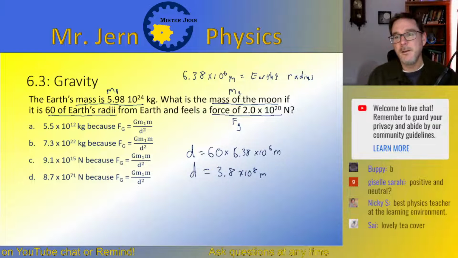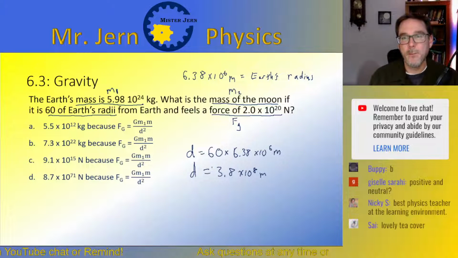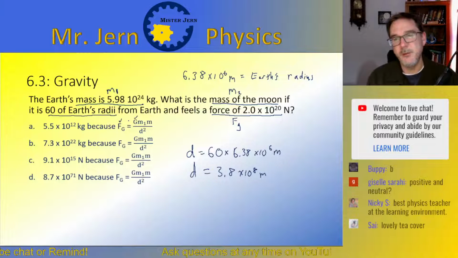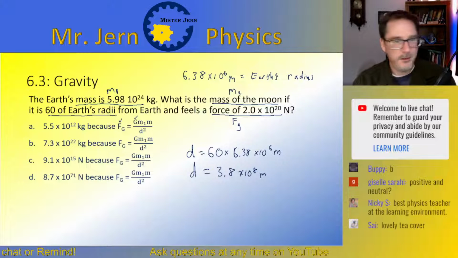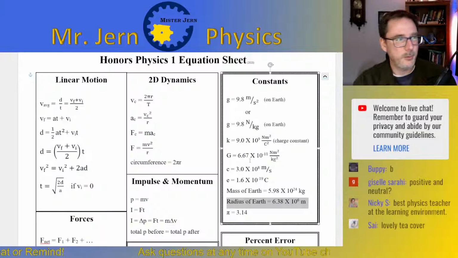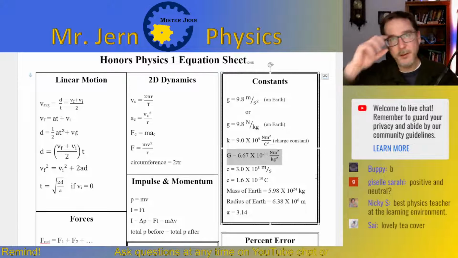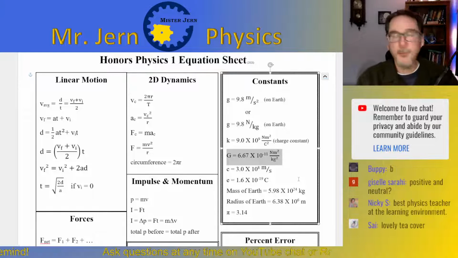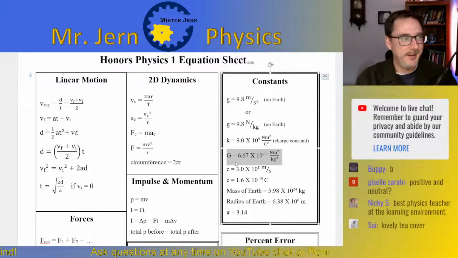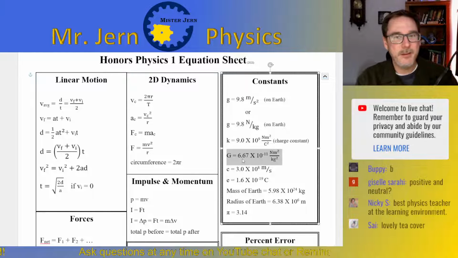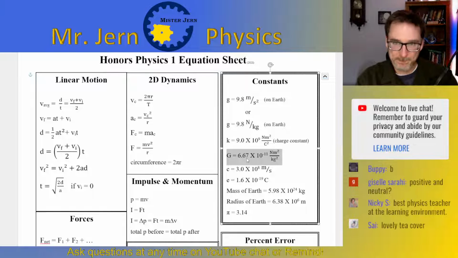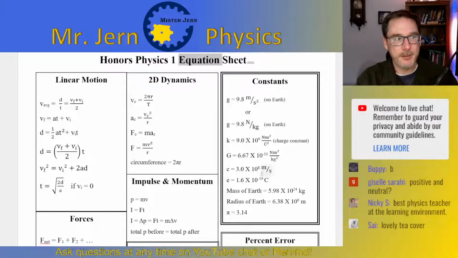Okay. So we now know the force of gravity. We now know G, capital G. If you forgot G, that's fine. It happens. That's why it's on the equation sheet right there. Everything's on the equation sheet. Anything having to do with the equations, guess what? On the equation sheet. So there's G right there.